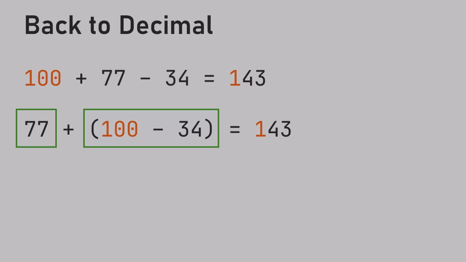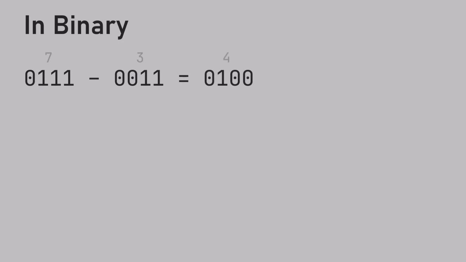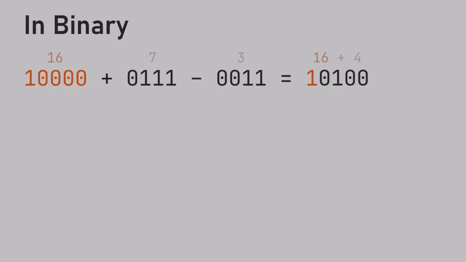It turns out that doing the equivalent of this in binary is very easy and simple. So let's see what that looks like in binary. Let's say we want to do 7 minus 3 in binary, which should come out to 4. In binary, instead of adding 100 to both sides, we add 16, because it looks like 1 with 4 zeros next to it.